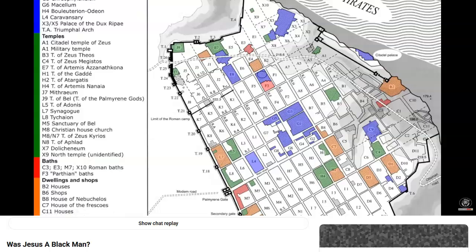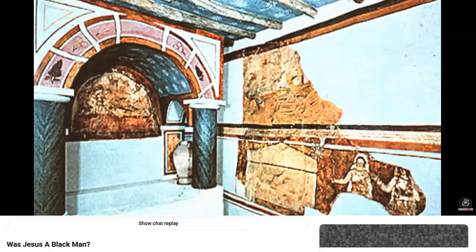So again, this is the map that we were talking about. So we said L7 and M8. L7 is the synagogue right here. M8 is the Christian House Church. These are identified structures, and the fact that this is the oldest picture of Jesus, in 235 AD, is literally in a church. So there's no ambiguity. There's no question as to who this is and what it's about.